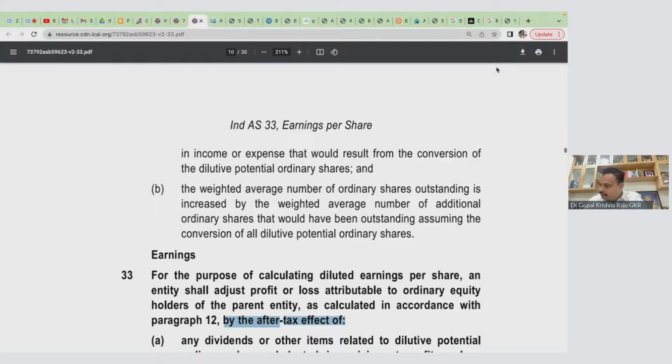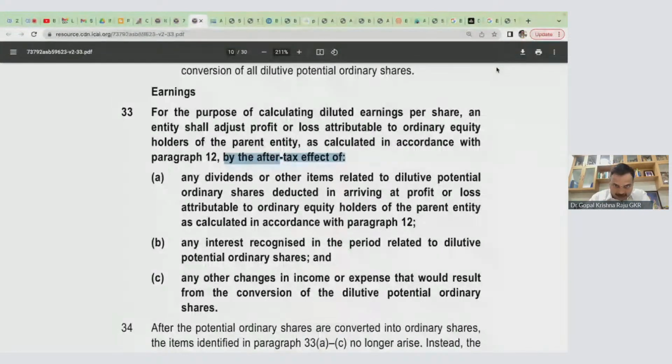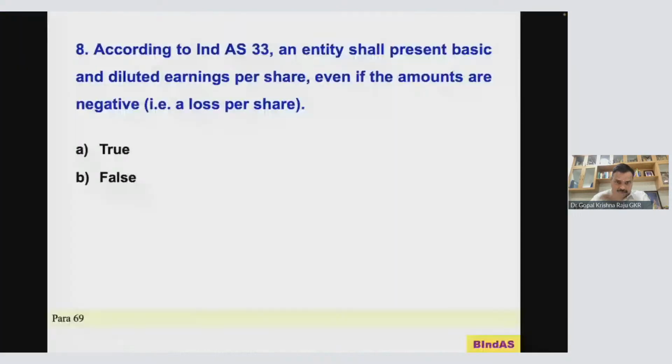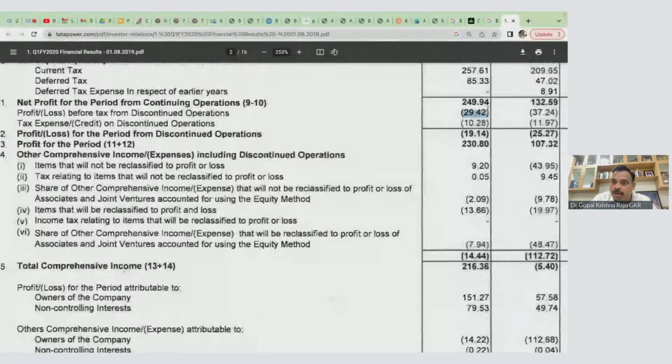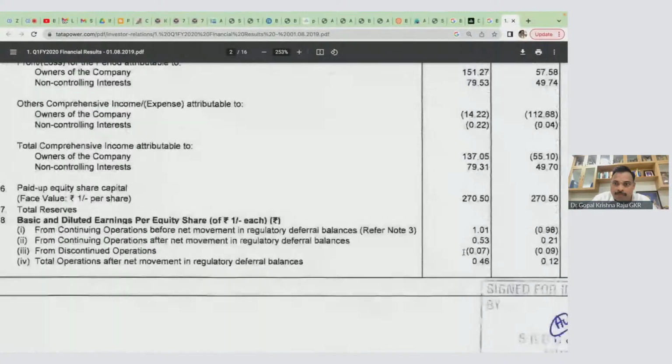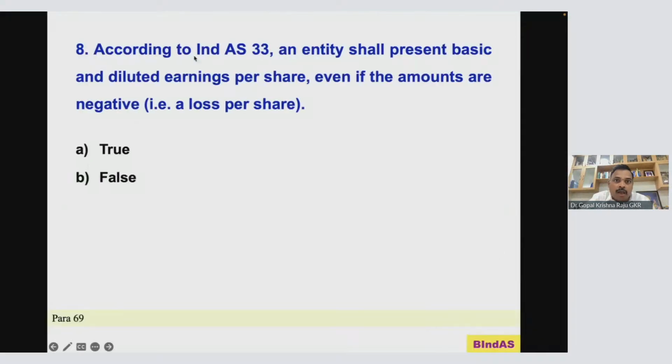Very, very important paragraph. Now, I want to bring to your attention one more question. Look at this. Now, you have negative. Just now we saw this answer, guys. You have this discontinued operation, which is negative. So, therefore, you have a negative EPS. There are other companies that are loss making, listed companies that are loss making. So, earnings per share, will it be positive or negative? It will be negative. According to IndAS, an entity shall present basic and diluted EPS. Even if the amount is negative, there is loss per share. Is it true or false?